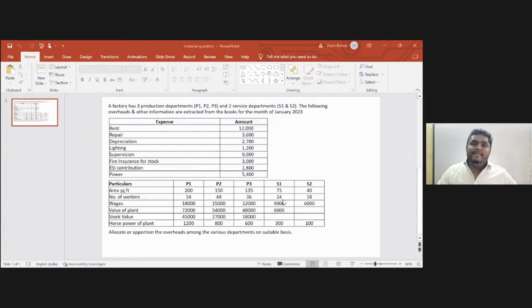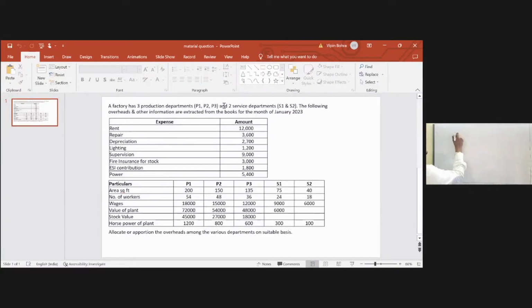I'm giving you 10 minutes time, guys. Please try to solve the question on your own. Then I'll discuss the question over the board. Please post your answer, that is, how much overheads belong to a particular production department, that is P1, P2, P3 and S1 and S2. So waiting for your final answers. Giving you 10 minutes time.